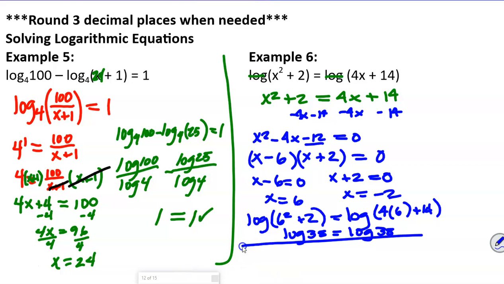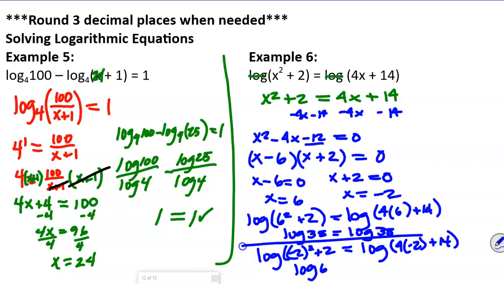Let's check our negative 2. So now we got the log of negative 2 squared plus 2. That's going to be the log of 4 plus 2, because negative 2 times negative 2 is 4, right? So that's going to be the log of 6. And then is that equal to the log of, again, 4 times negative 2 is negative 8 plus 14? Negative 8 plus 14 is also 6. So both of these check out. So these are both answers, y'all. Both the negative 2 and the 6 for this problem.